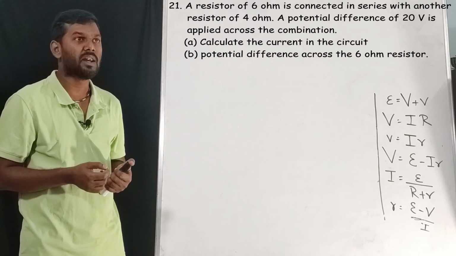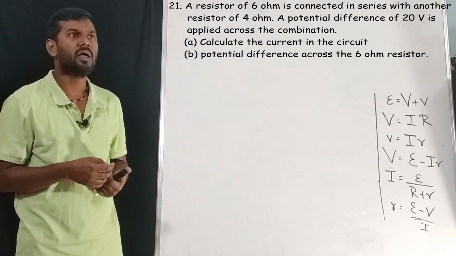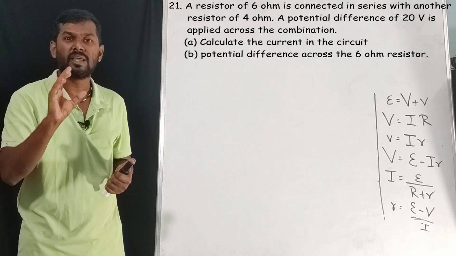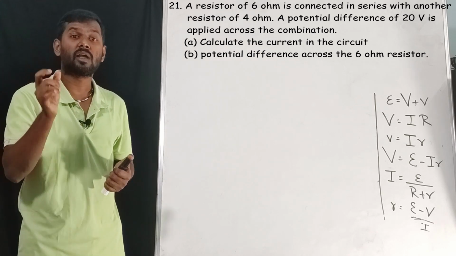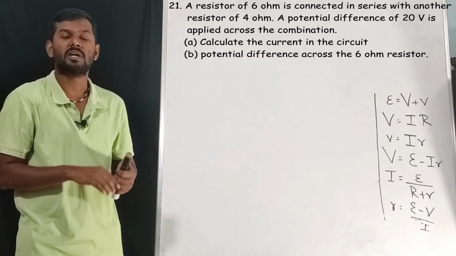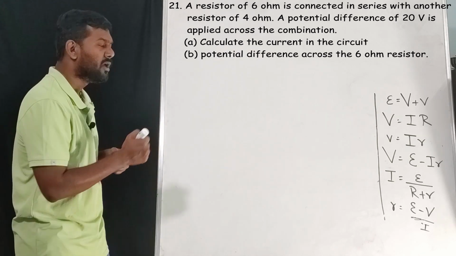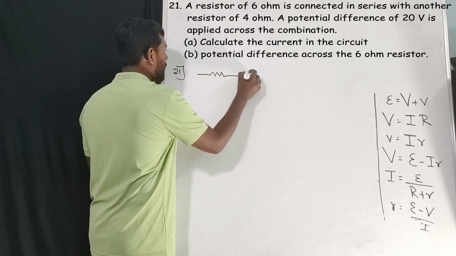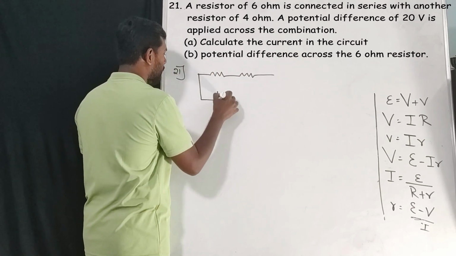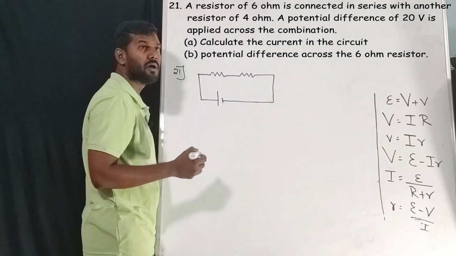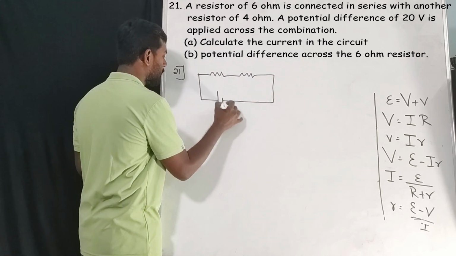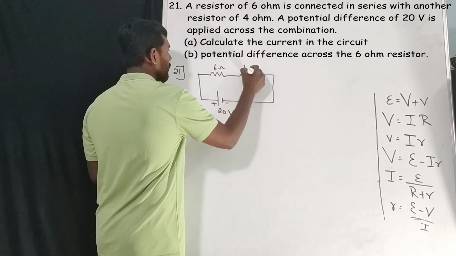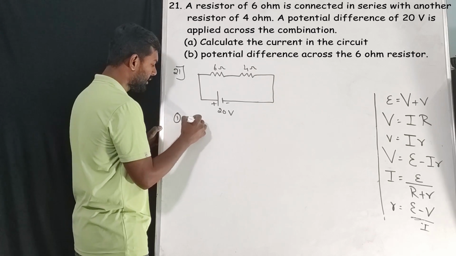Okay, listen, whenever they say potential difference is applied across the combination, that means EMF only. Okay, if they are talking about something drop, that is voltage drop. If they are talking about the word terminal, that is terminal voltage. Apart from it, it is EMF only. Okay, so there are two resistors connected in series and they are connected to a battery of 20 volts, plus and minus, and this is 6 ohm and another one is 4 ohm. First thing is we need to calculate the current in the circuit.